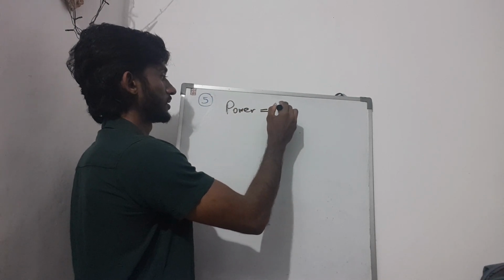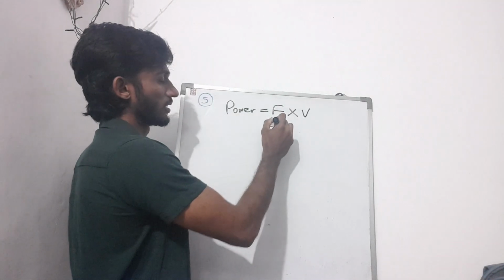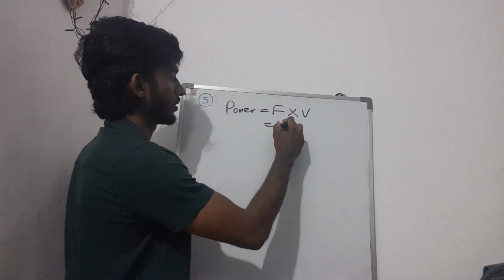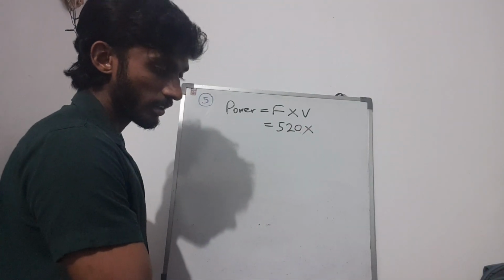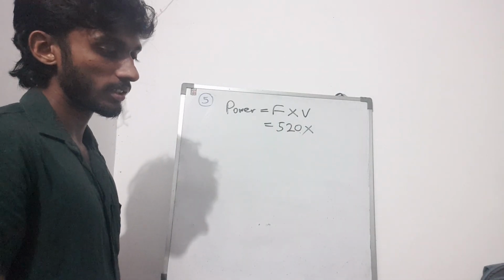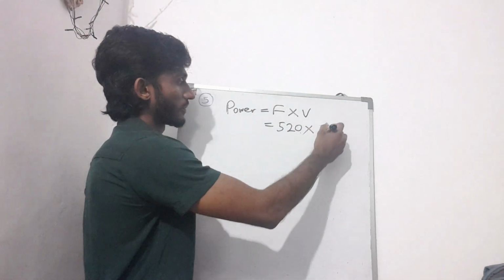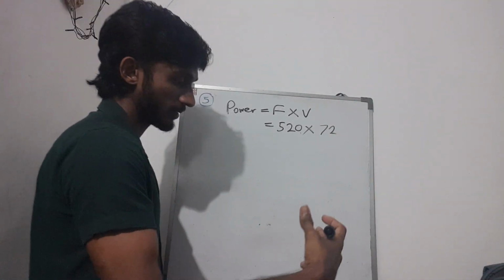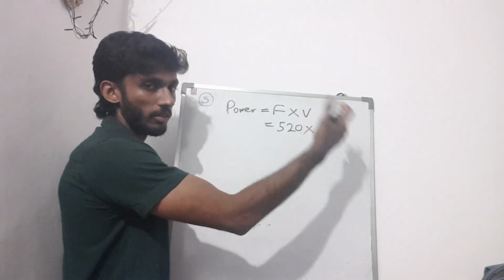Power equals force into velocity. Force is given as 512. Velocity is given in kilometers per hour. We should convert it to meters per second. 72 kilometers per hour.